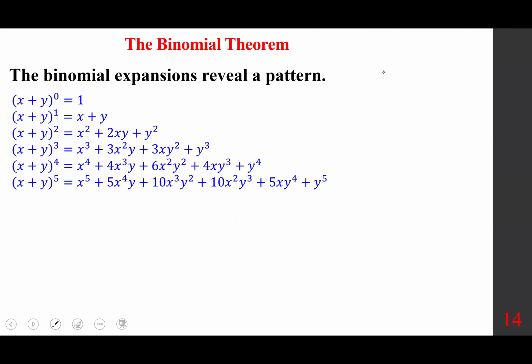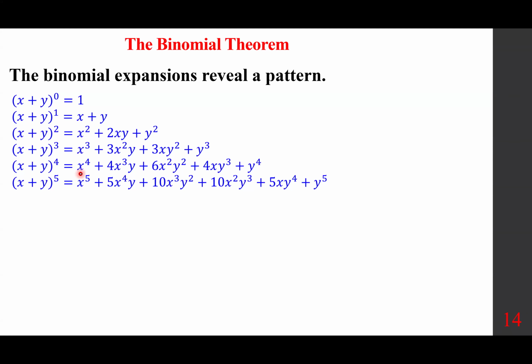The binomial expansion: x plus y to the power of 0 is 1, x plus y to the power of 1 is x plus y. We know this one, x squared plus 2xy plus y squared. We know this one, and so forth. These are some of those. And in general, it's x plus y to the power of n.